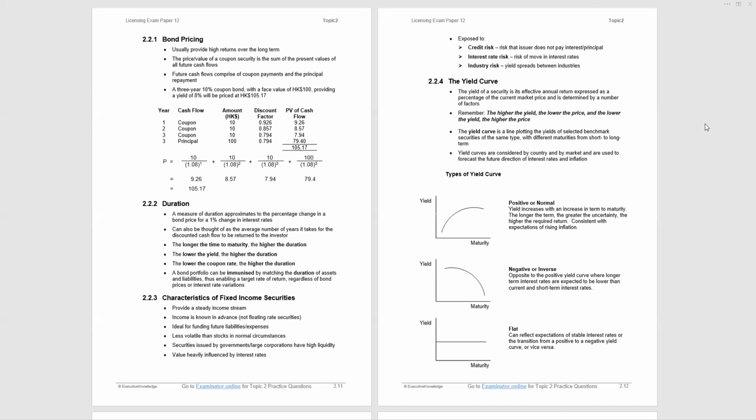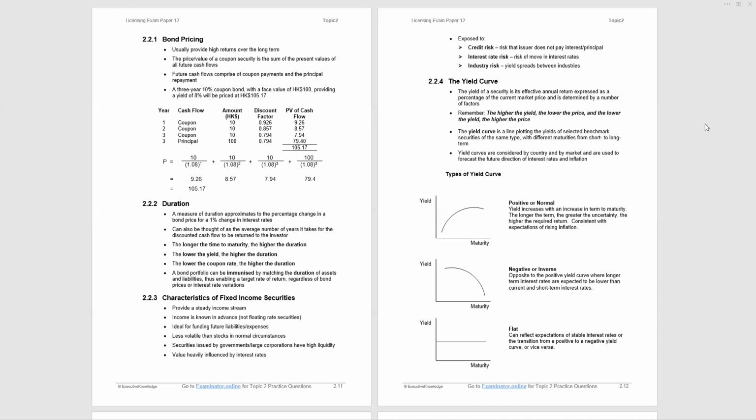Now, top of page 2.12, we're told that if you're investing in fixed income securities, you're going to be exposed to credit risk. That is not so much with governments, but with corporates. If a corporate went bankrupt, then you're not going to receive any interest or principal. Interest rate risk, that is the risk of interest rates moving. For a bond investor, the risk is that interest rates go up, because if they go up, bond prices come down. And industry risk, that's yield spread. So that's the difference between the yield on a corporate bond and the yield, for example, on a government bond.